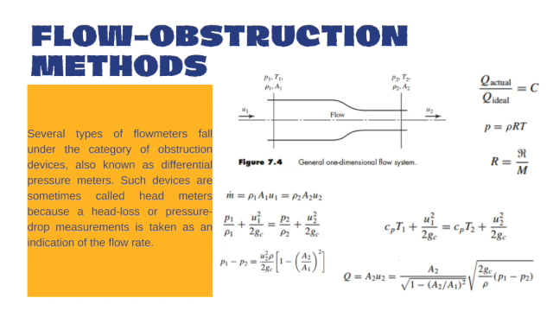In Section 7.3, we see that there are several types of flow meters that fall under the category of obstruction devices. These are commonly known as differential pressure meters also. Such devices are called head meters because of the head loss or pressure drop measurements that are taken as an indication of flow rate. As we see here in the center, we consider the one-dimensional flow system with its continuity relation, where U is the velocity.